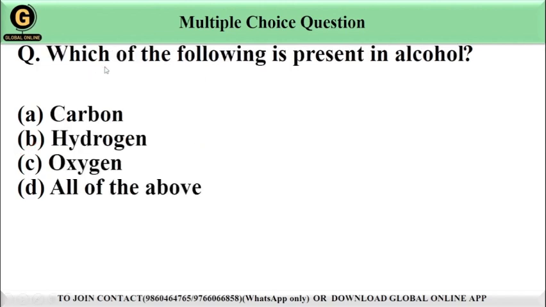Which of the following is present in alcohol? Options are given. A, carbon. Option B, hydrogen. Option C, oxygen. And option D, all of the above.